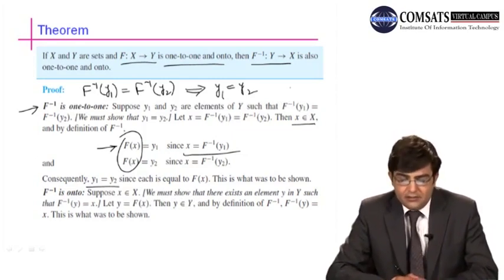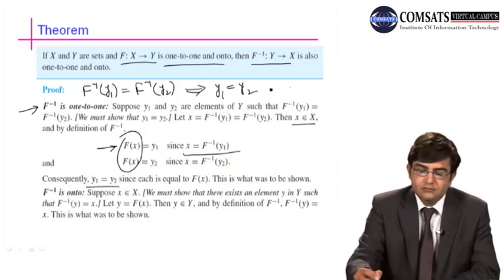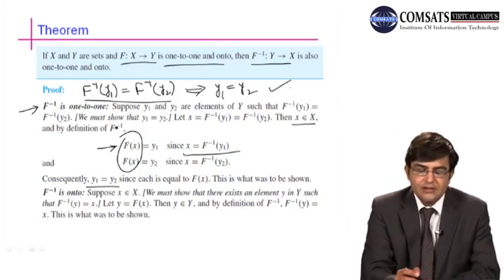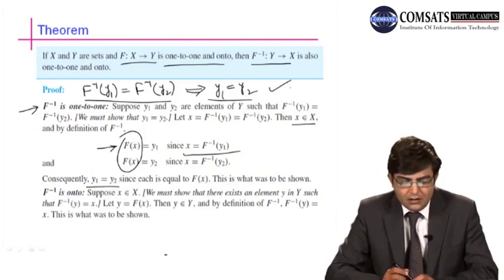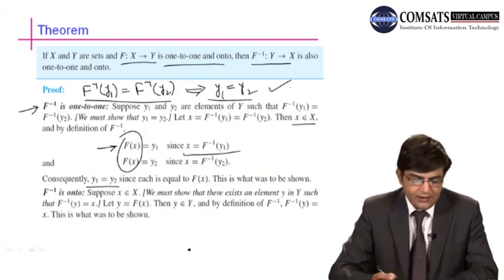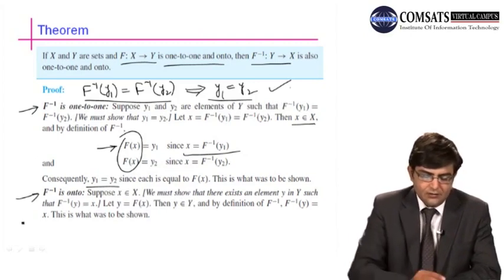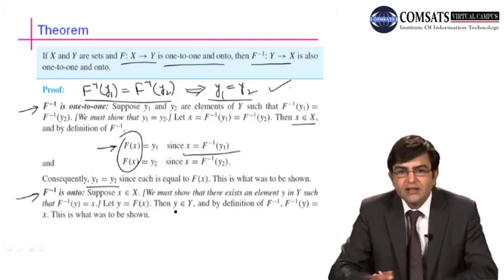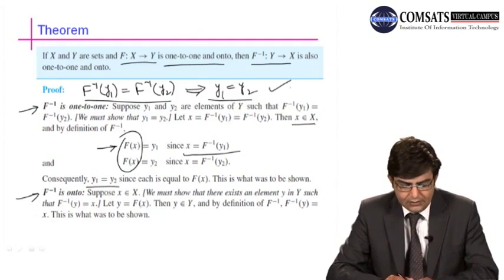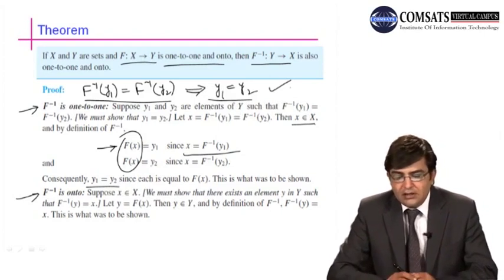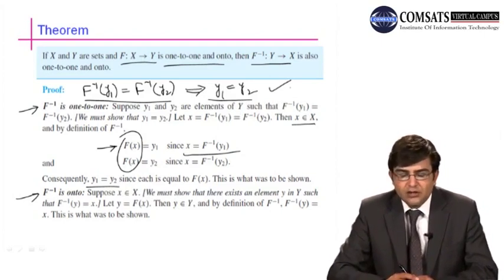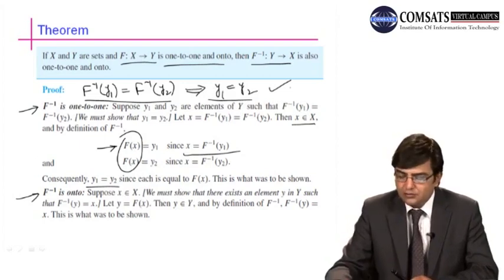So we have proved here that if we suppose this, then we can prove this. So therefore this function is 1 to 1 function. Similarly we can prove f inverse is onto. You can see it, I think it's obvious. So if a given function is 1 to 1 and onto, then its inverse must be 1 to 1 and onto.